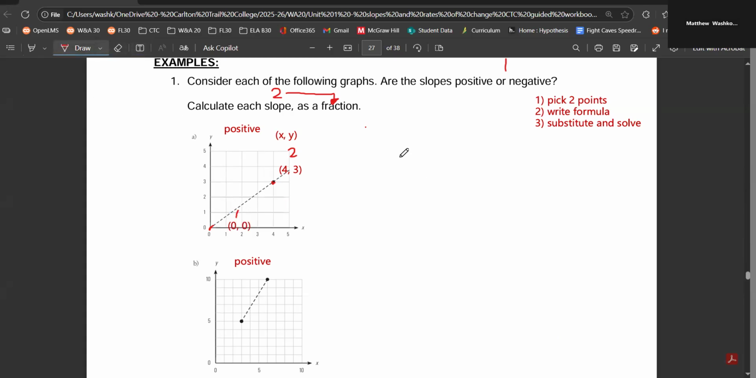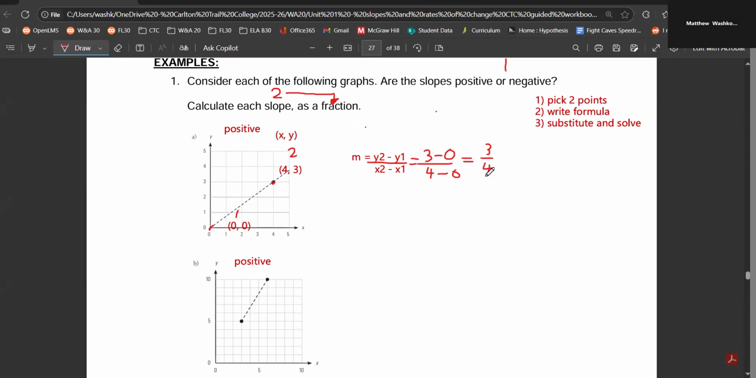So now what's my formula? Oh, I'm trying to find a slope with 2 points. It's m is equal to y2 minus y1, all divided by x2 minus x1. All right, so what's my y2? 3, because it's the second point, and it's the y in that point. So it's 3 minus y1, which is 0, divided by 4, which is my x2, minus 0. My slope is 3 over 4, and it's positive, right?